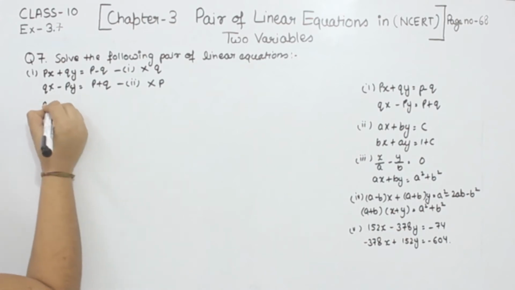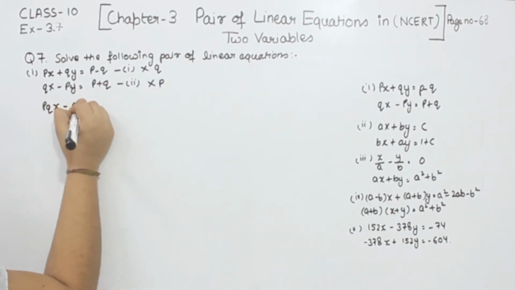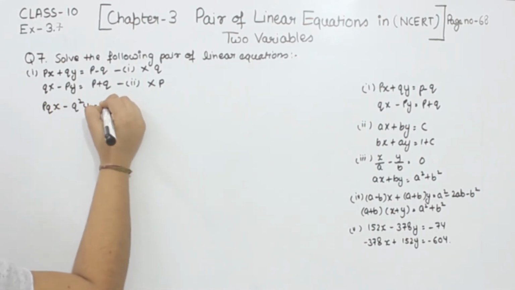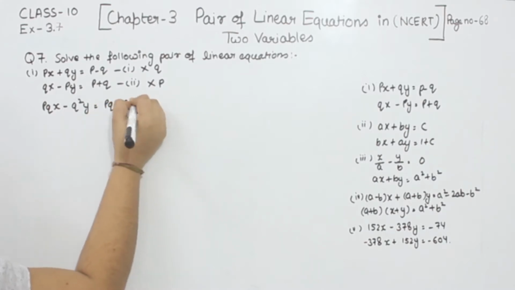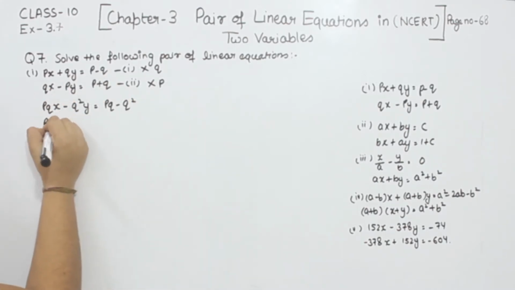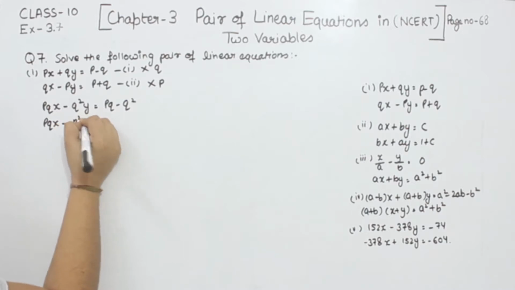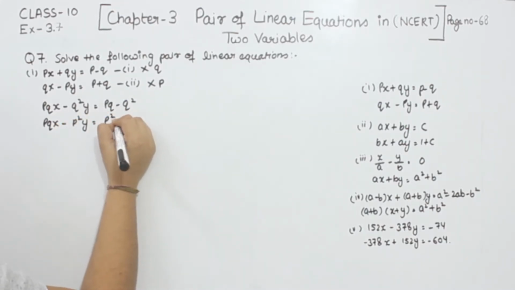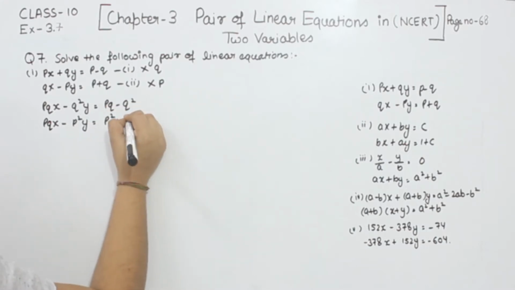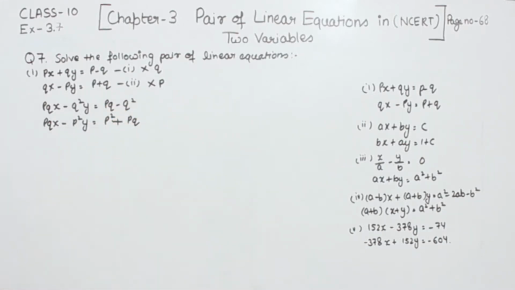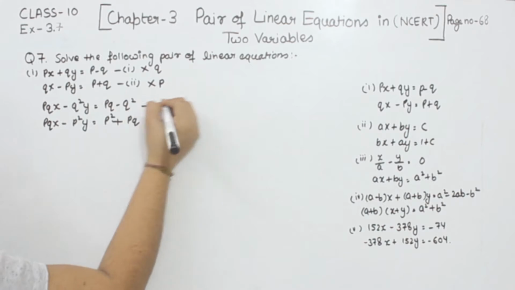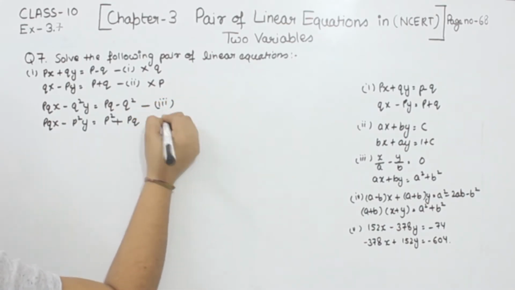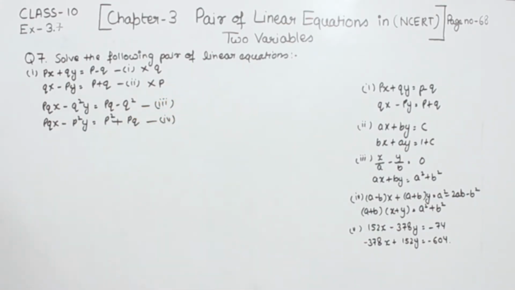So we have pqx minus q square y is equal to pq minus q square. Here we have pqx minus p square y is equal to p square plus pq. This one is equation number 3, and this one is equation number 4. Now we are going to subtract both equations.